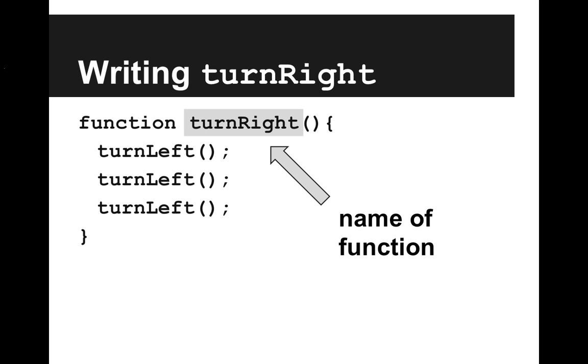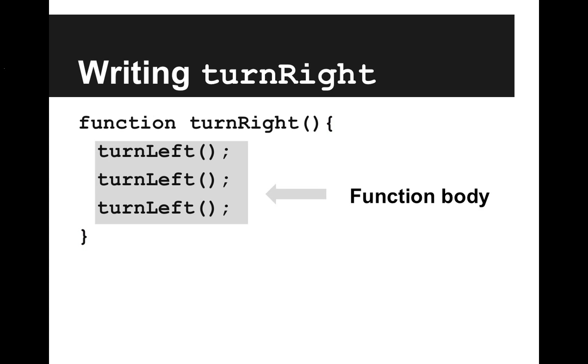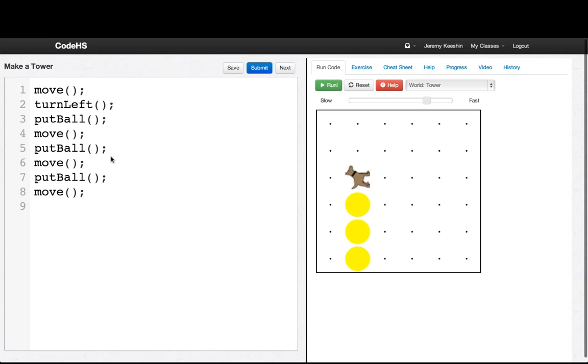So let's look carefully there. turnRight is the name of the function. These open curly brace and close curly brace specify what is inside that function. Everything between those braces is the function body. And so here, this is the recipe for how to turn right. These are the instructions. So now let's go into our code editor and make this happen.